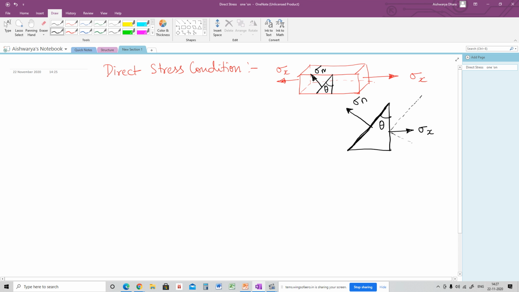Now what is the theta angle? Which one is the theta angle? This one or this one? Which one is the theta angle? What will be the angle? The total should be 90 degrees, right? What is the theta angle?